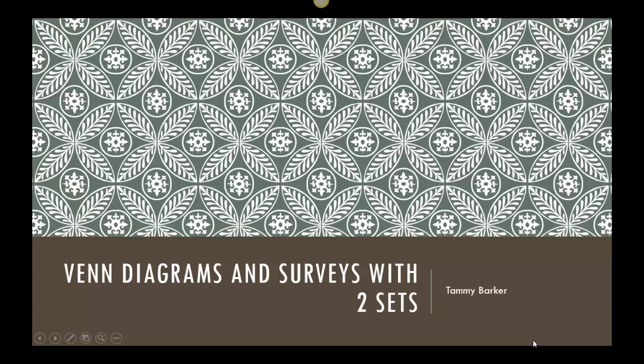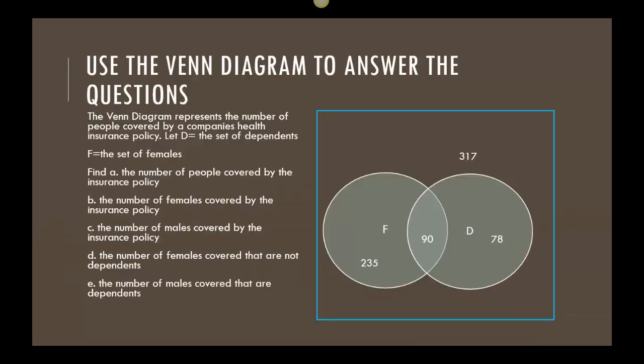We're going to continue our talk of Venn diagrams and talk about surveys that have two sets. So let's jump into this word problem that says the Venn diagram represents the number of people covered by a company's health insurance policy. The set D is the set of dependents. The set F is the set of females. And we're going to find some subsets of there and just find the cardinality.